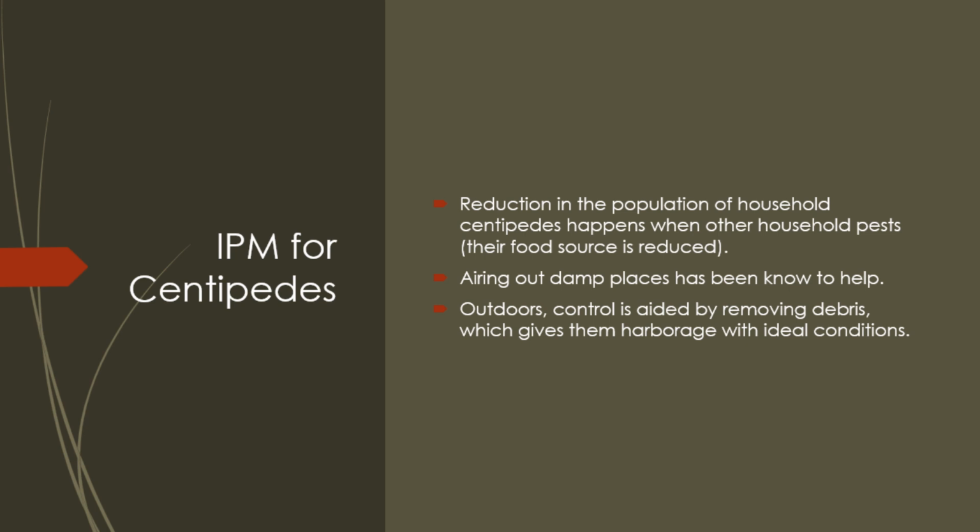Also, airing out damp places has been known to help. These would probably be like crawl spaces underneath houses, things like that. And outdoors, control is aided by removing debris, which gives them harborage with ideal conditions. So as you can imagine, if you've got a bunch of firewood stacked around the house, an area where it's going to stay wet and moist, you're definitely going to have to worry about a centipede problem. So there's a lot of corrective measures, habitat modification you can use that works hand in hand with IPM for centipedes.